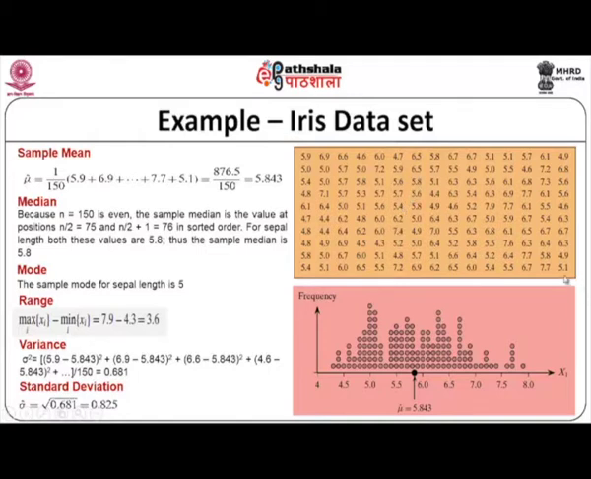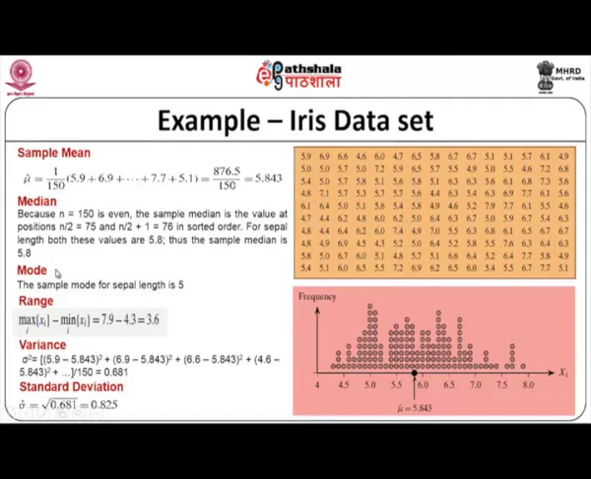And since the total number of elements in this sample is even, we need to take the n by 2 as well as the n by 2 plus 1 position. Therefore 75 and 76 are the two positions, and we need to consider the values available in the 75th and 76th positions in this sorted order. In both the 75th location as well as the 76th position, we find 5.8 as the value. So the median for the sample data set is going to be 5.8.